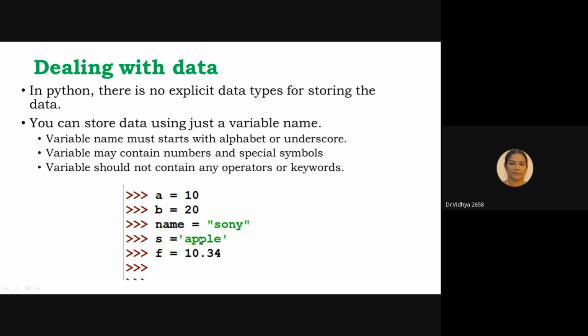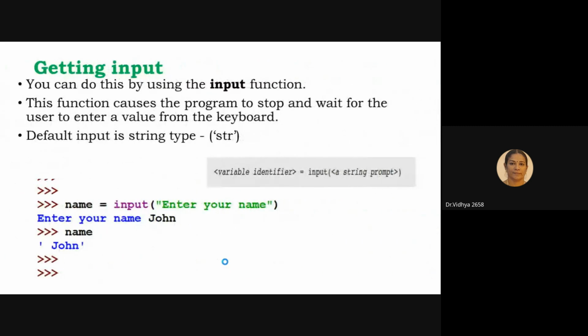So in this example, it is explicitly given as a equal to 10, b equal to 20, where the value 10 will be stored in the variable a, and 20 will be stored in the variable b. Similarly, Sony, Apple, as well as the float value 10.34, all will be stored in the variable name itself, as given here. So there is no separate data type for storing the data in Python.